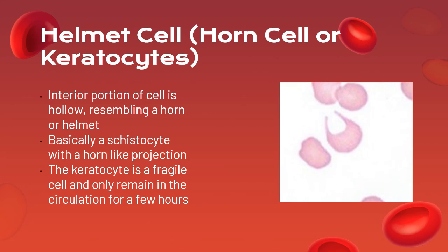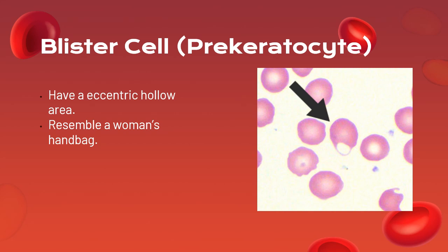Helmet cell or horn cell or keratocyte. They are basically a schistocyte with a horn-like projection. A keratocyte is a fragile cell and only remains in the circulation for a few hours. Blister cell or pre-keratocyte. It is like a keratocyte but the hollow part is still connected, not yet separated. It resembles a woman's handbag.